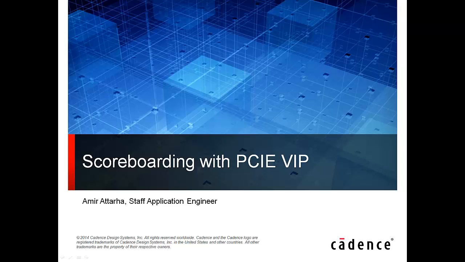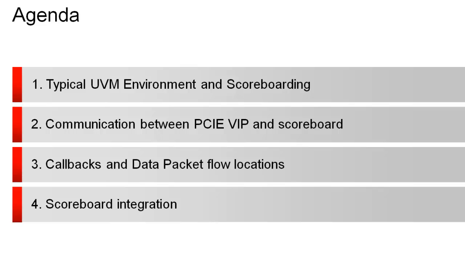This is a quick demo on integration of a scoreboard in your UVM environment while using PCI Express VIP. We first look at a UVM environment and see how a scoreboard is generally used in it. Then we discuss the communication mechanism between PCI Express VIP and a scoreboard, and how callbacks are used to assist with this. Finally, integration of a scoreboard in a UVM environment with PCI Express VIP is discussed.